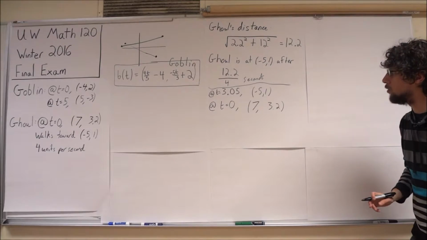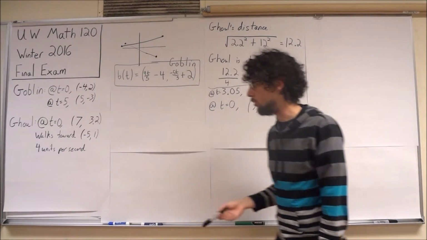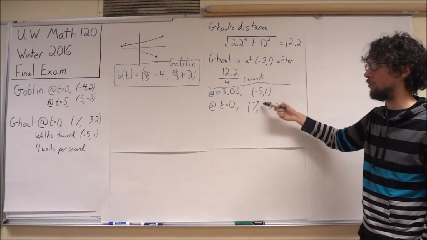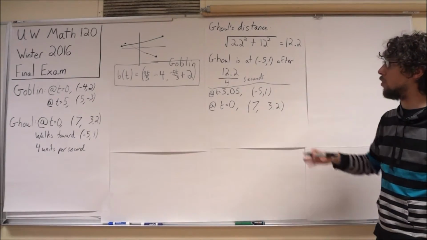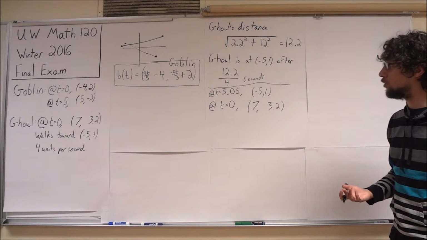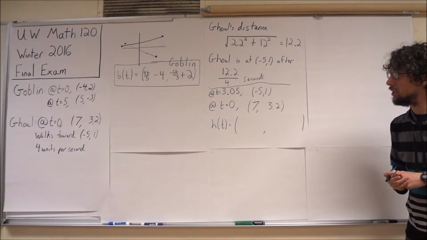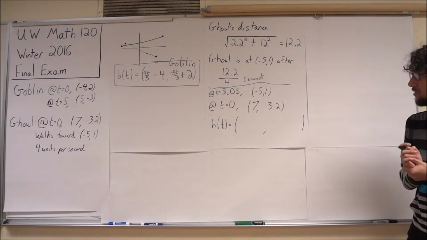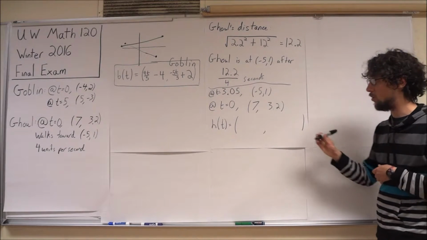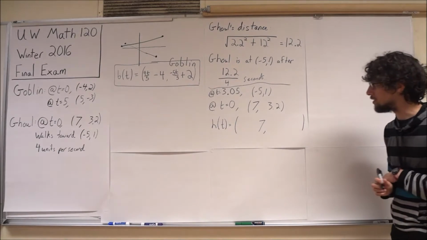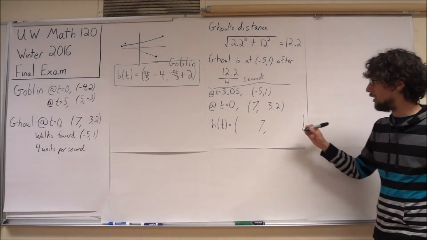Okay, so I've now converted the information that we were given about the ghoul into the same sort of information that we were given about the goblin. And now, given the information in this form, I can write the ghoul's parametric equations quite directly. I'll use h here. The x coordinate as a function of t, well, at t equals 0, the x coordinate is 7.